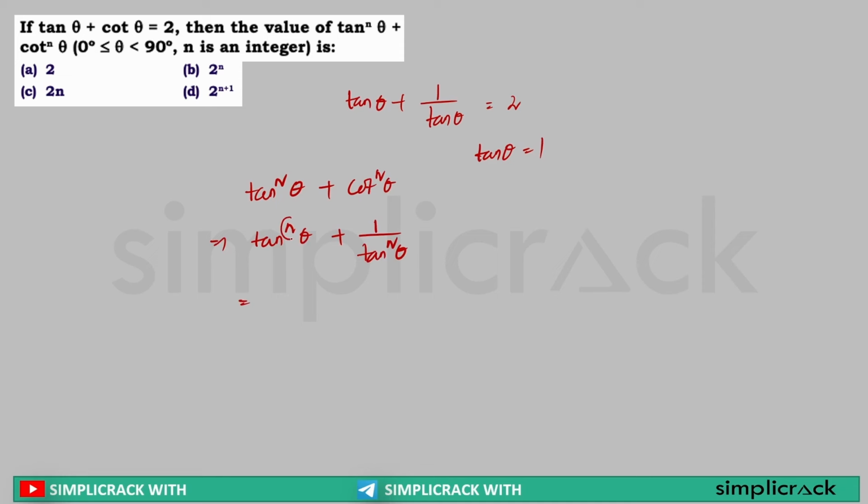Now whatever the value of n is given, that does not matter here. Why should we be worried about what is n, how to do it, how to solve it? We do not care, because 1 to the power n will always give me 1, plus 1 divided by 1 to the power n. So this is equal to 1 plus this is equal to 1, which is 2. Answer 2. So be conceptually clear.